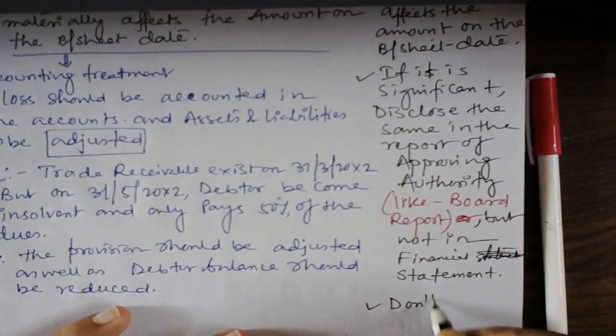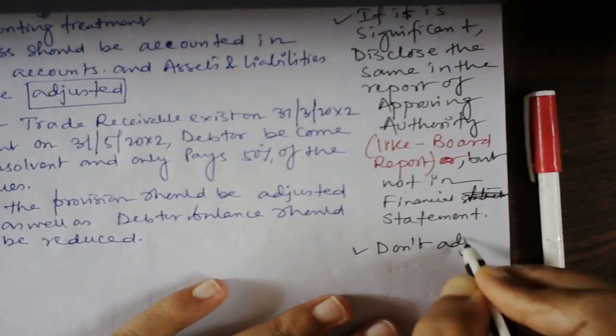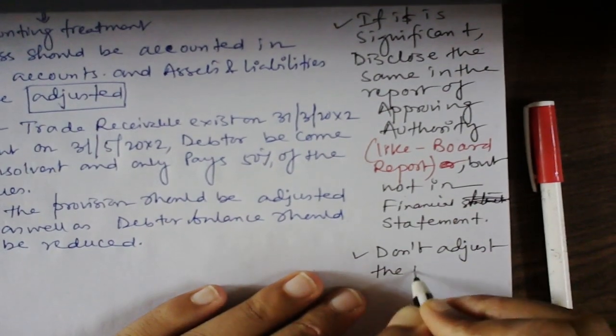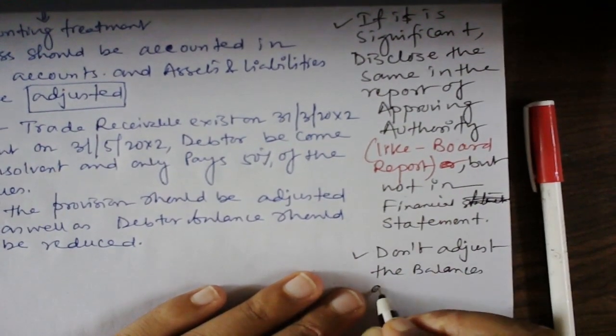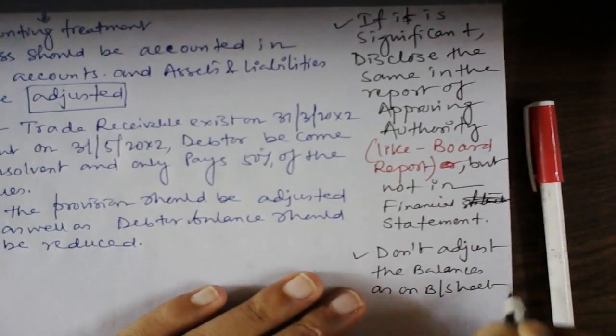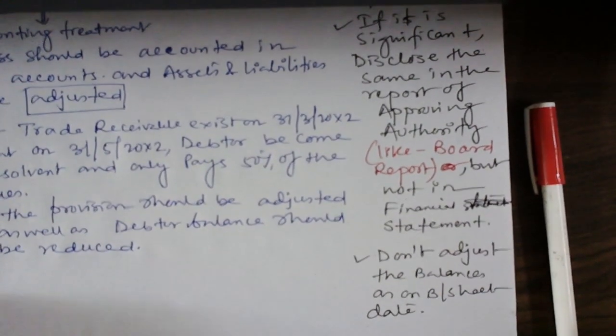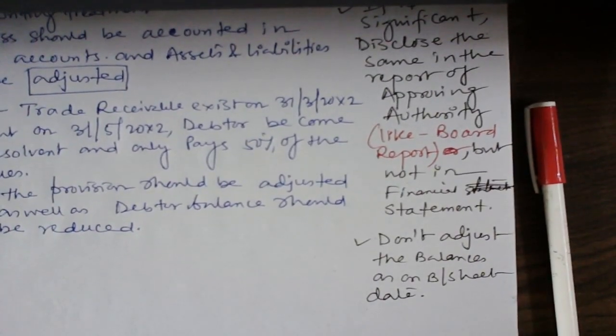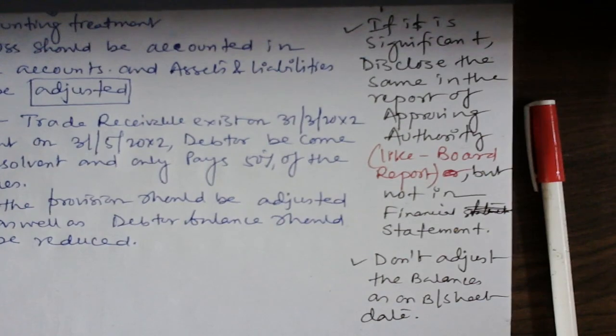Last, don't adjust the balances as on balance sheet date. We need not adjust anything on the balance sheet date. We will not adjust anything. There will be no adjustment in this. There are multiple examples in this, I will take an example now. Before that, let me get you to write something here.